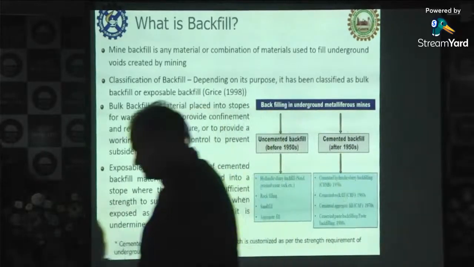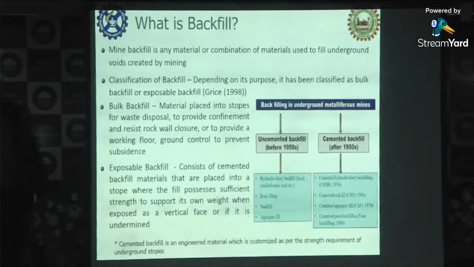function of this bulk backfilling is, number one, waste disposal, to provide confinement for ground control, and to prevent subsidence and wall closure. It doesn't have any cement in it, so it is not an engineering product. It can't be changed. It can't be designed. It is just a bulk filling, just for ground control. The second part, the interesting part, is the exposable backfill.